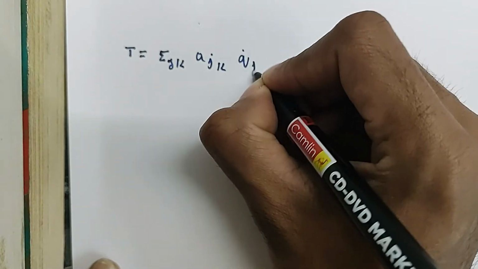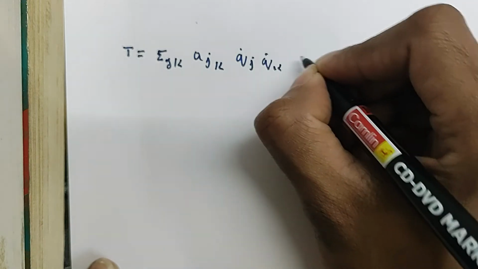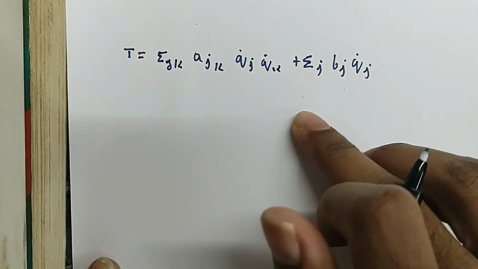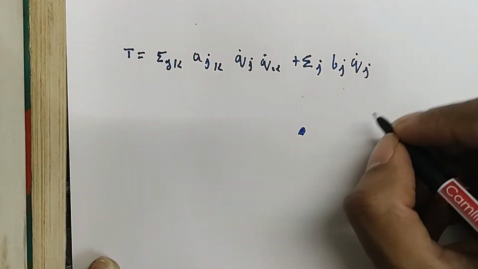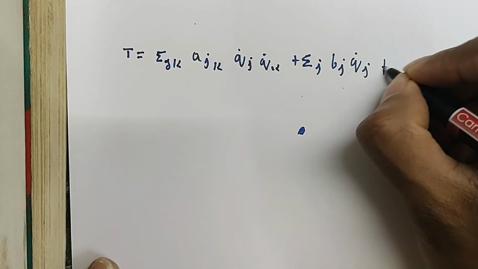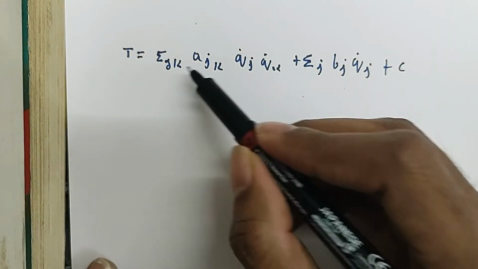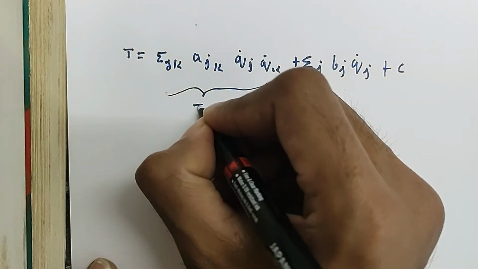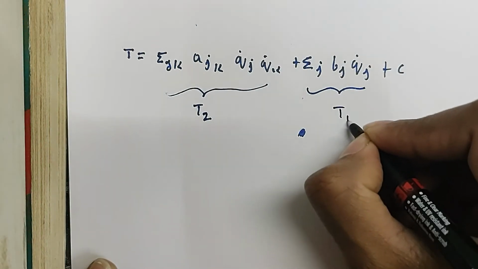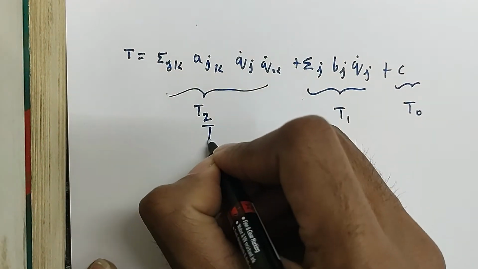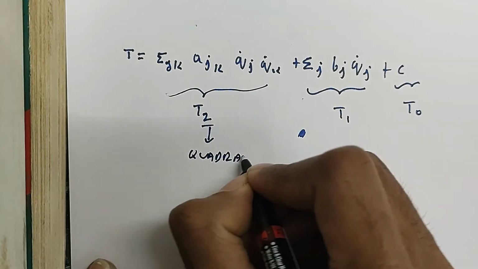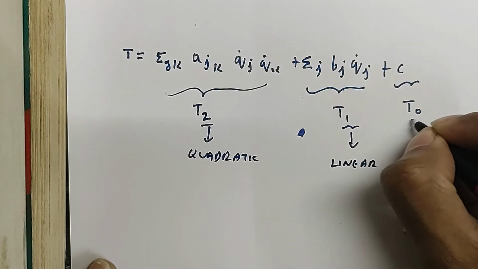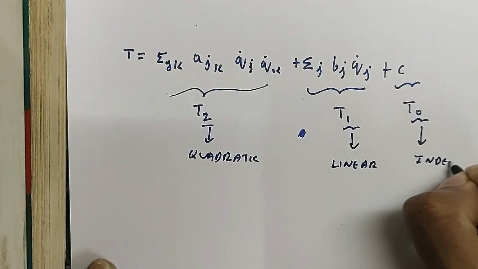I've done nothing, I'm just substituting it, so you can check the mathematics. a_j, b_j, q dot j, q dot j plus c. So what I'm going to do is, again this looks ugly to me, so I'll redefine this in terms of T. This is my T2, this is my T1 and this is my T0. 2 indicates that it is quadratic. 1 indicates it has power 1 which is linear. 0 indicates that it is independent.